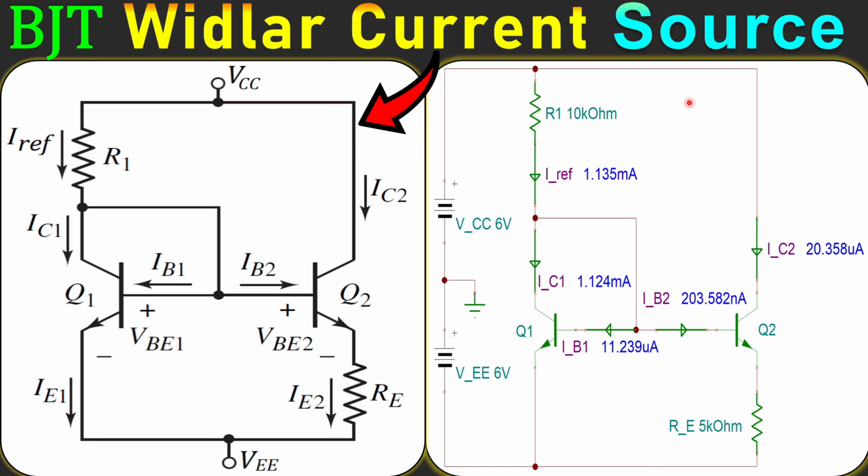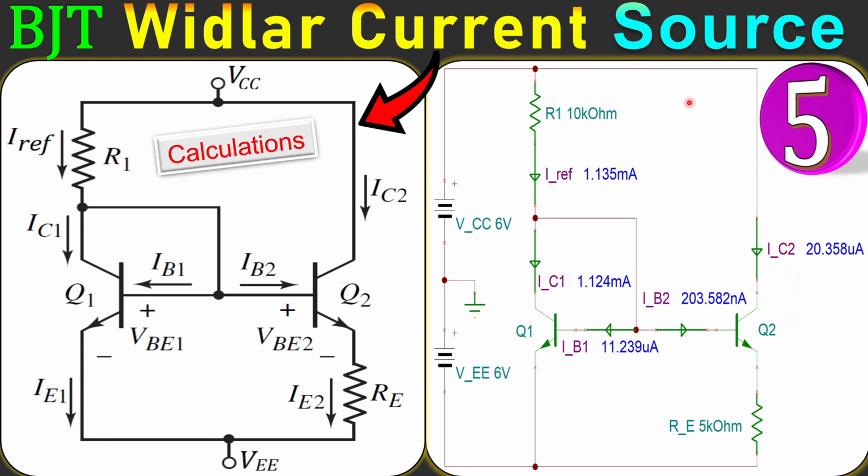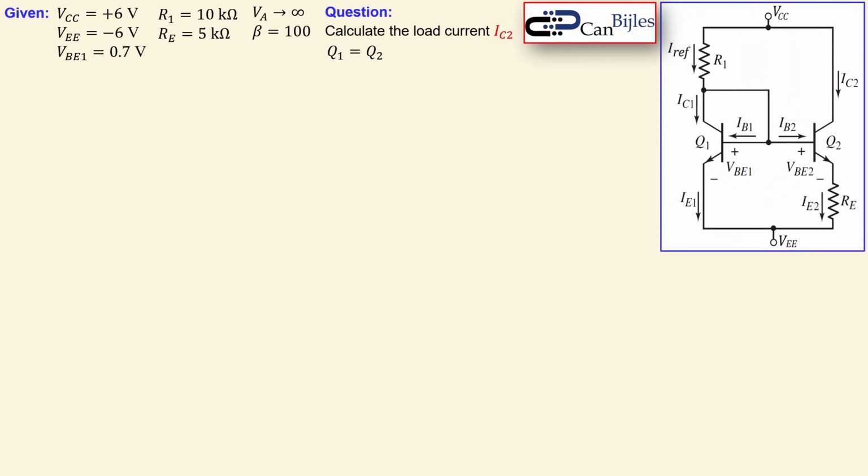Hi everyone and welcome to a new video about current sources using BJTs. This is our example number 5. We continue with the Widlar current source and we will see another example where we calculate the required parameters for this circuit. Of course we will do that in the calculations step by step and also verify these in SPICE simulations. We have the following circuit.